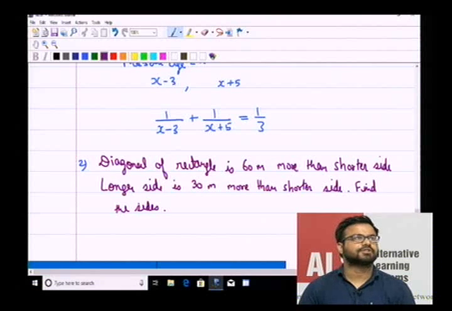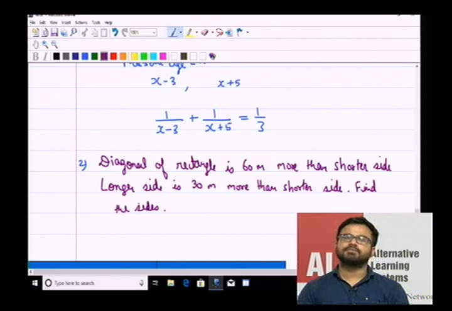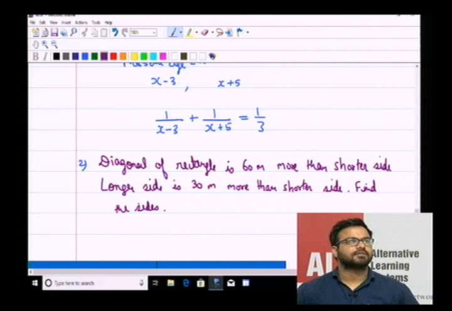This is the second question. Diagonal of a rectangle is 60 meters more than the shorter side. Longer side is 30 meters more than the shorter side. Find the sides of the rectangle. Those who have done the first one, you can try this one.